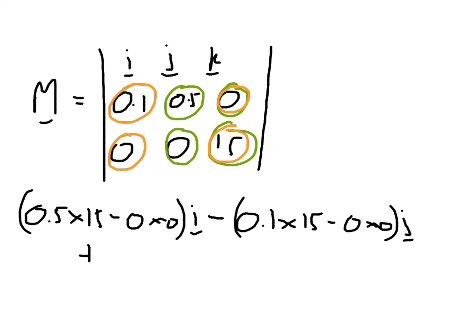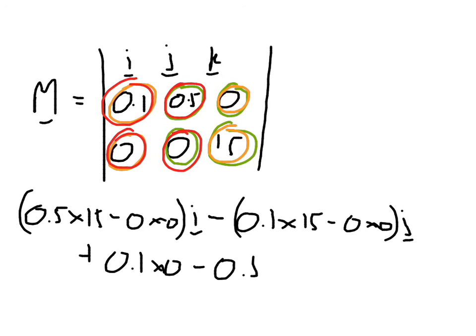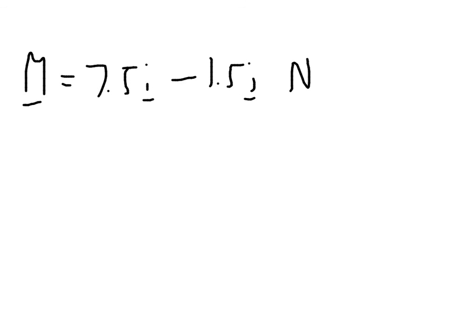Plus what we're left with, 0.1 times 0 minus 0.5 times 0. Okay, if I then put that into my calculator, the final result should be my moment equaling 7.5i minus 1.5j newton meters.